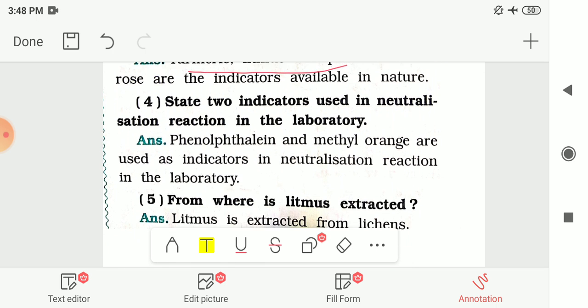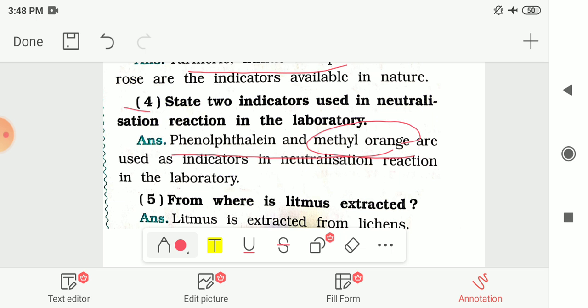Next is fourth number, state two indicators used in neutralization reaction in the laboratories. Here the names of the two chemical indicators are given to you. That is phenolphthalein that we had used in the activity, and other than that is methyl orange. We can also use methyl orange as an indicator, and this is a chemical indicator which is used in the laboratory in the neutralization reaction.